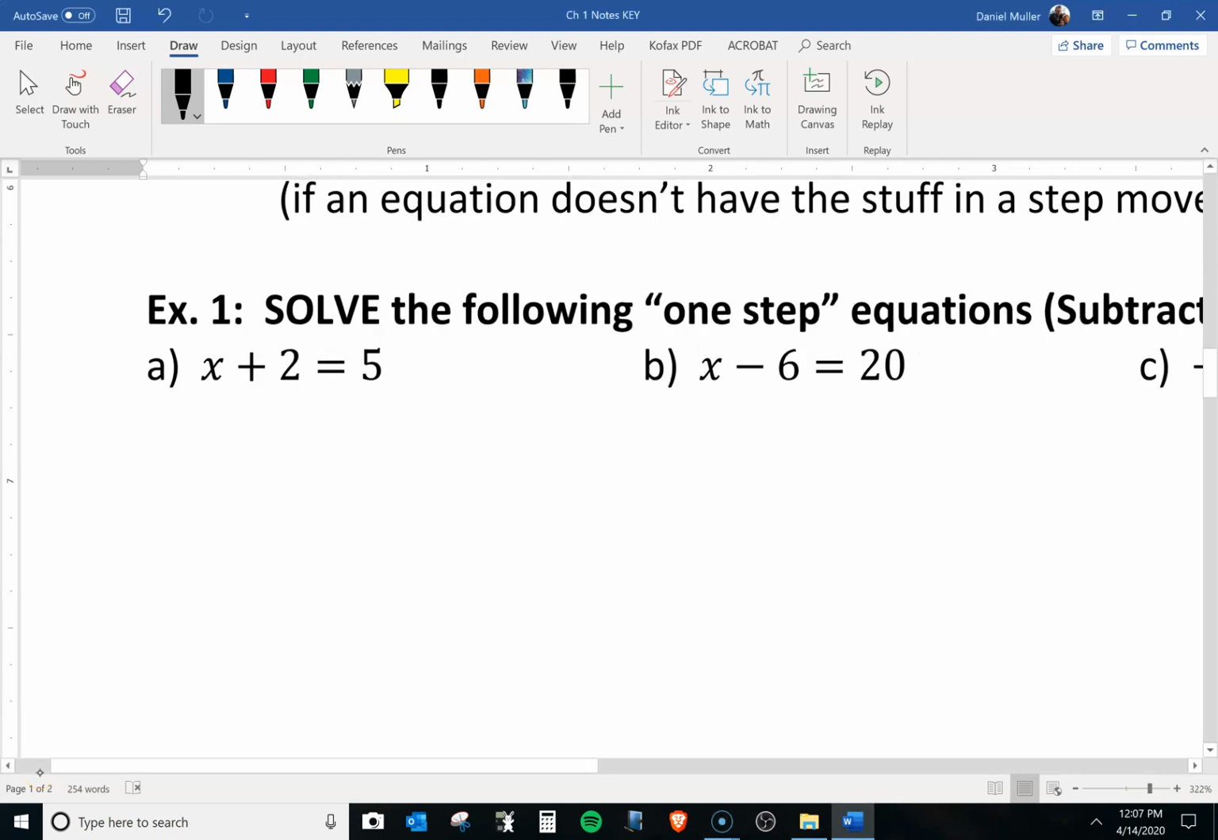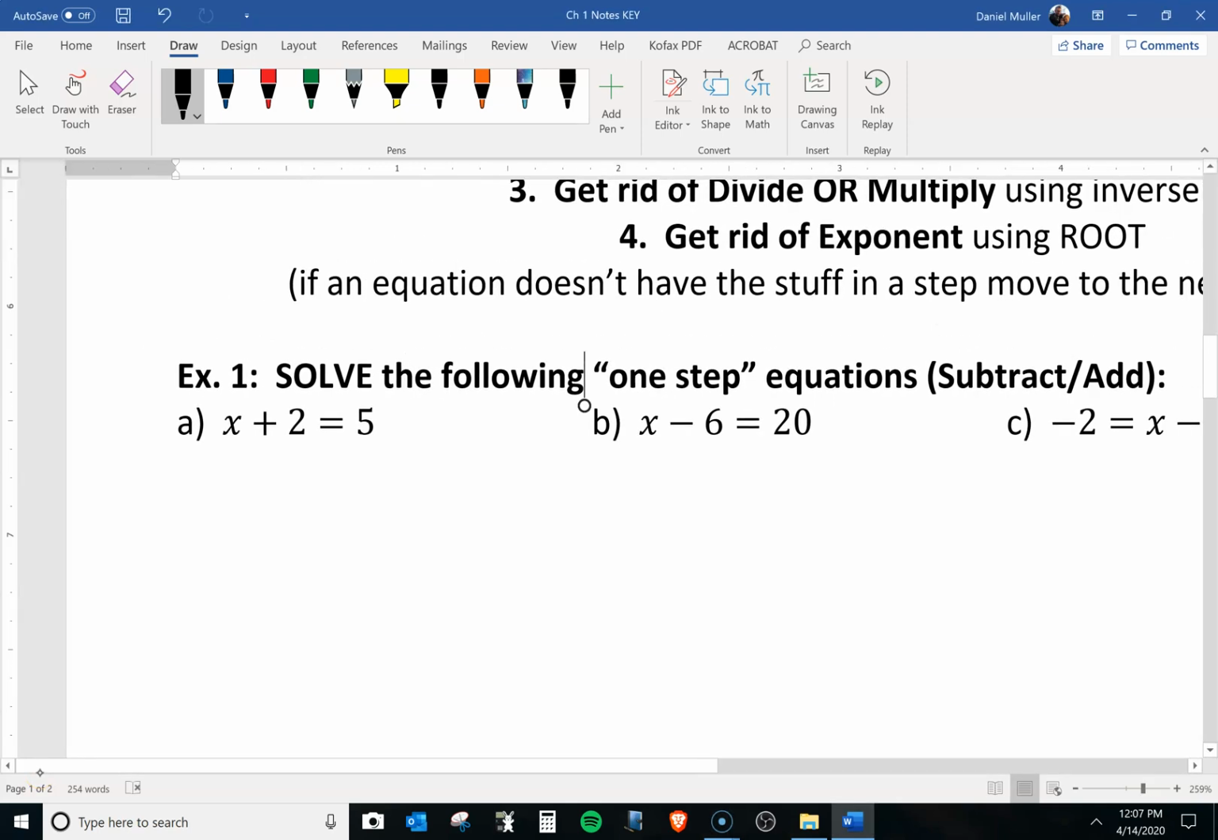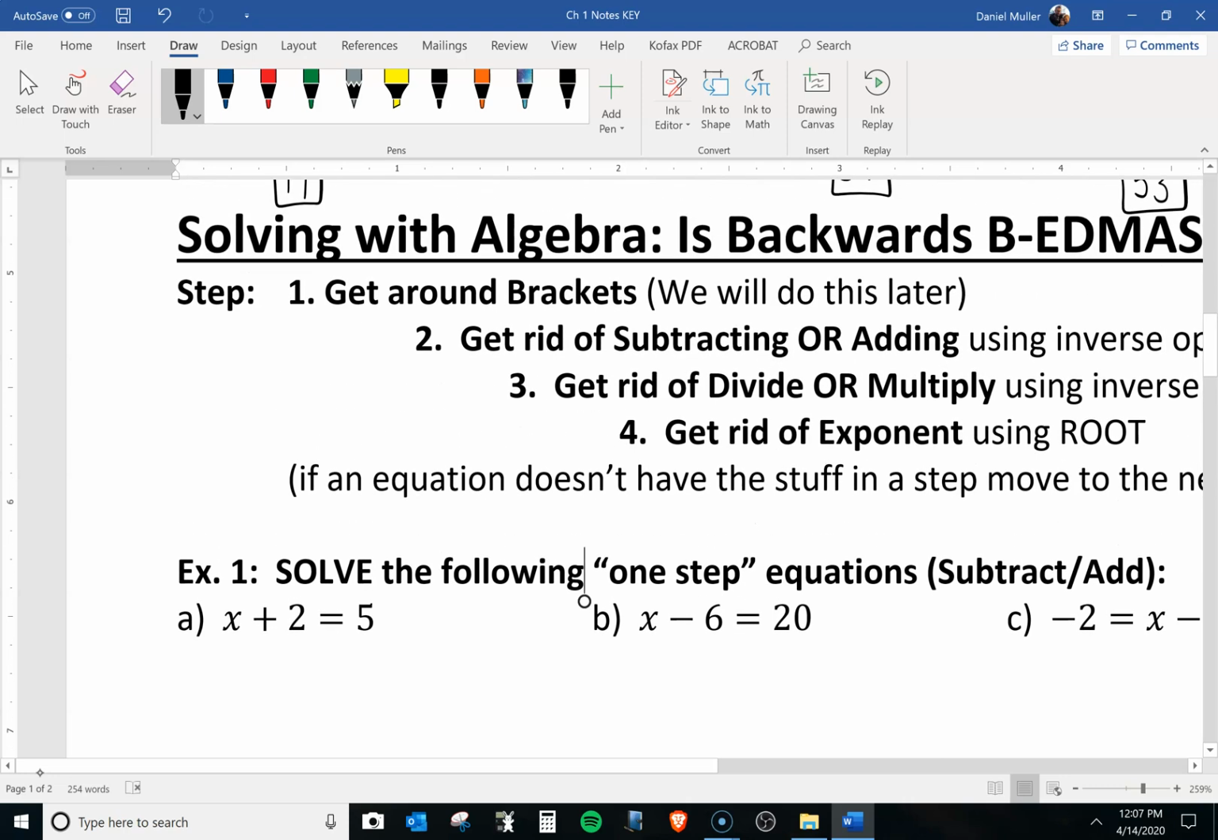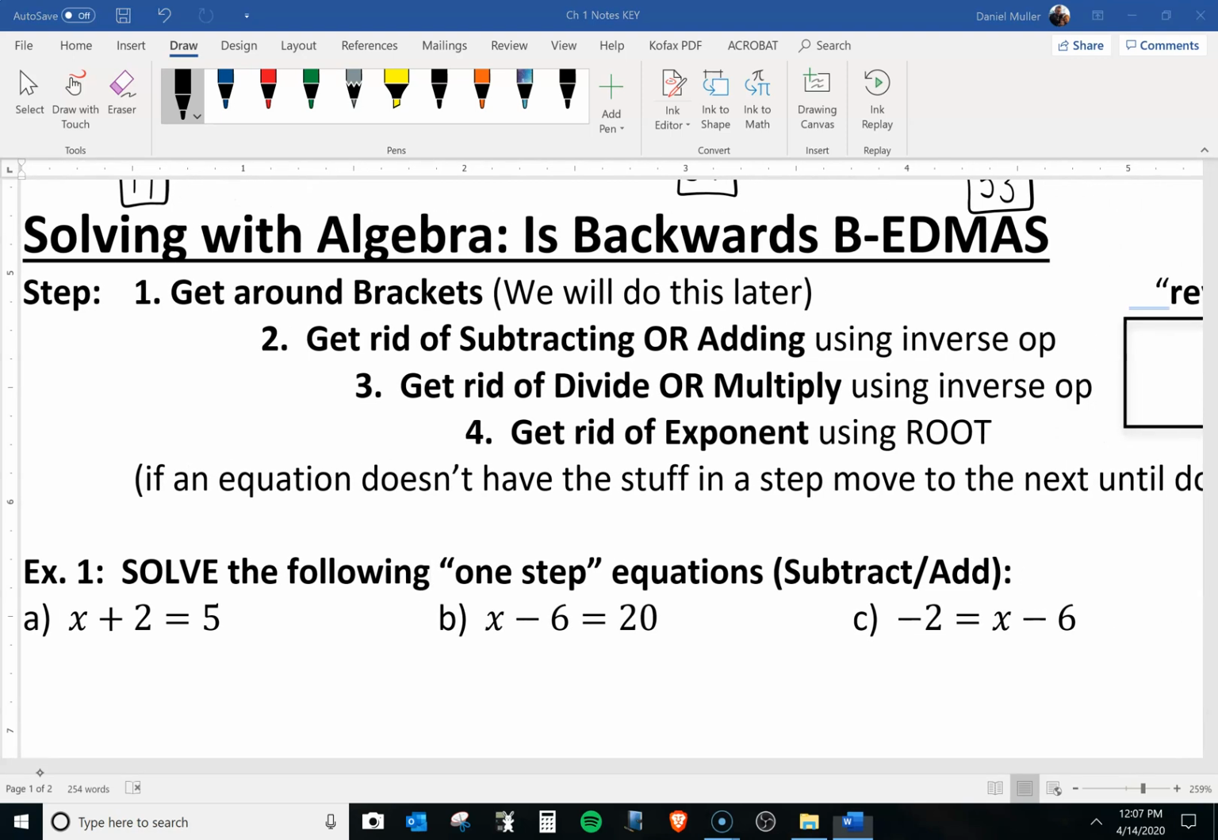Example 1, solve the following one-step equations. We're going to be subtracting and adding here. The idea here is that to solve, we need to work backwards from BEDMAS. So you see here, we start with brackets, then do exponents, division, multiplication, addition, subtraction. But when we're solving, we're actually going to do the subtraction and addition first, then the multiplication, division, then any exponents, and lastly brackets. And that's what it says here.